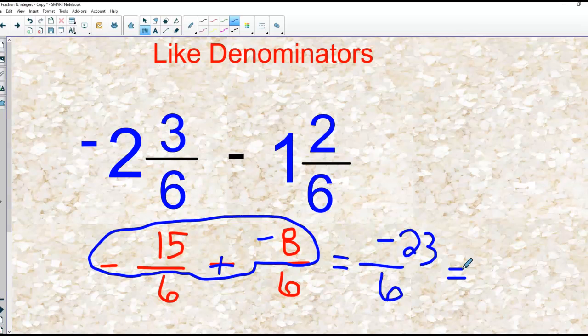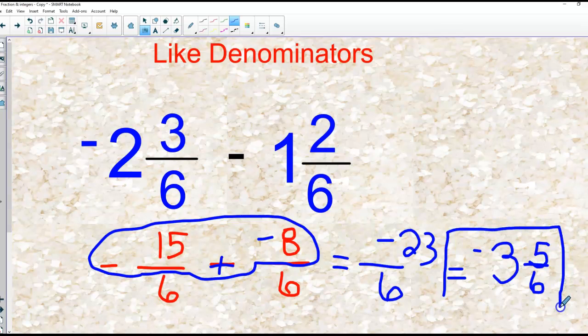So we're going to change it. 6 can go into 23 3 times, which is 18. And you would have 5 left over. And again, bring our negative sign here. So my answer is negative 3 5/6. This cannot be reduced. That's as low as it will go.